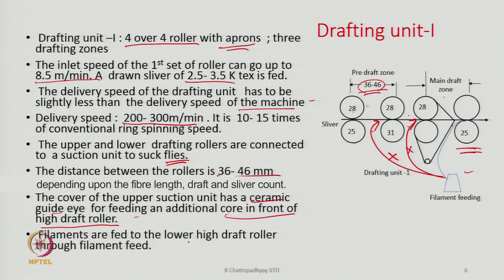So, filaments are fed at the lower high draft rollers through a filament feed arrangement. So, there are arrangements for feeding filaments. We can feed polyester filaments, nylon filaments, monofilament, multifilament, Kevlar, and carbon fiber filaments. So, there are many options to feed different types of filaments and create a structure where you have filament and staple fiber combinations.